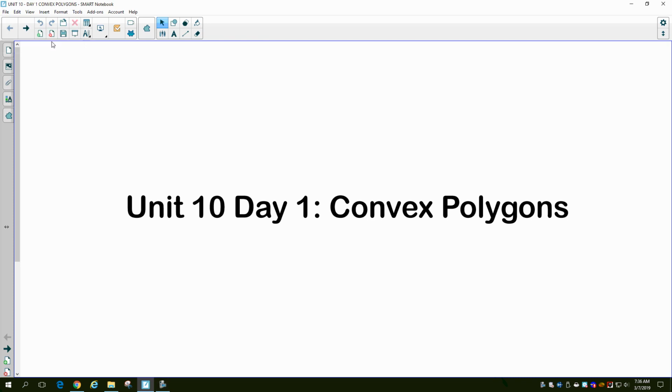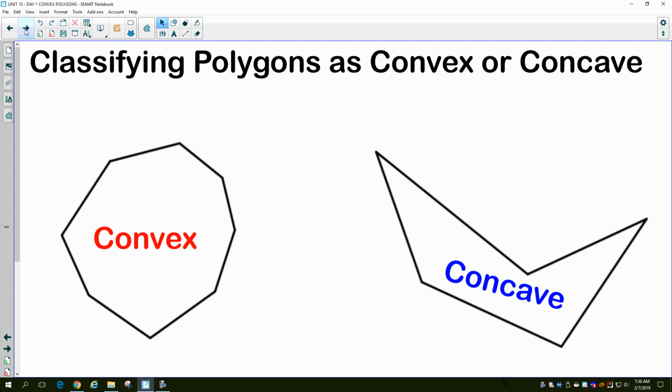Today we're going to start talking about more polygons. So we've talked about triangles a bunch this year, and we're going to talk about some different polygons. So the first thing we need to be able to decipher is whether a polygon is convex or concave.